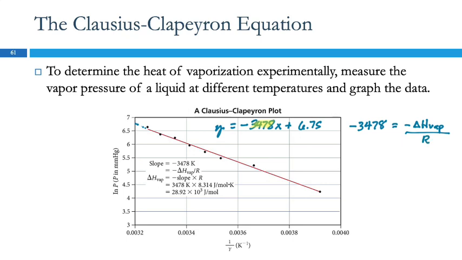And there's this weird thing that happens in students' brains that they solve this incorrectly. What a lot of students want to do is they want to say, well, delta H is equal to this divided by R. No. This is equal to delta H divided by R. To get delta H by itself, we need to multiply both sides by R. We can cancel out the negatives there. And so delta H is going to equal R times 3478.